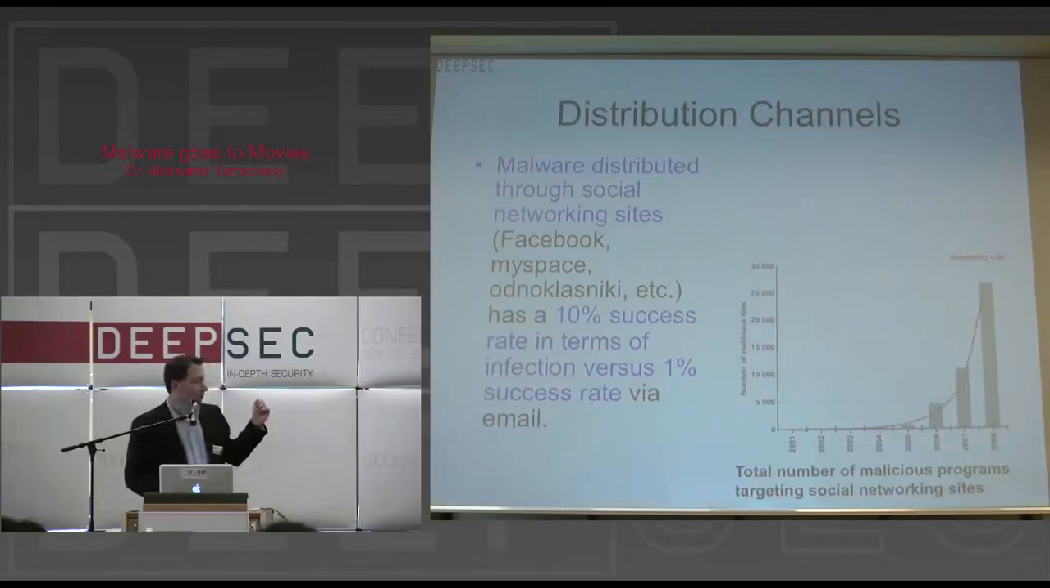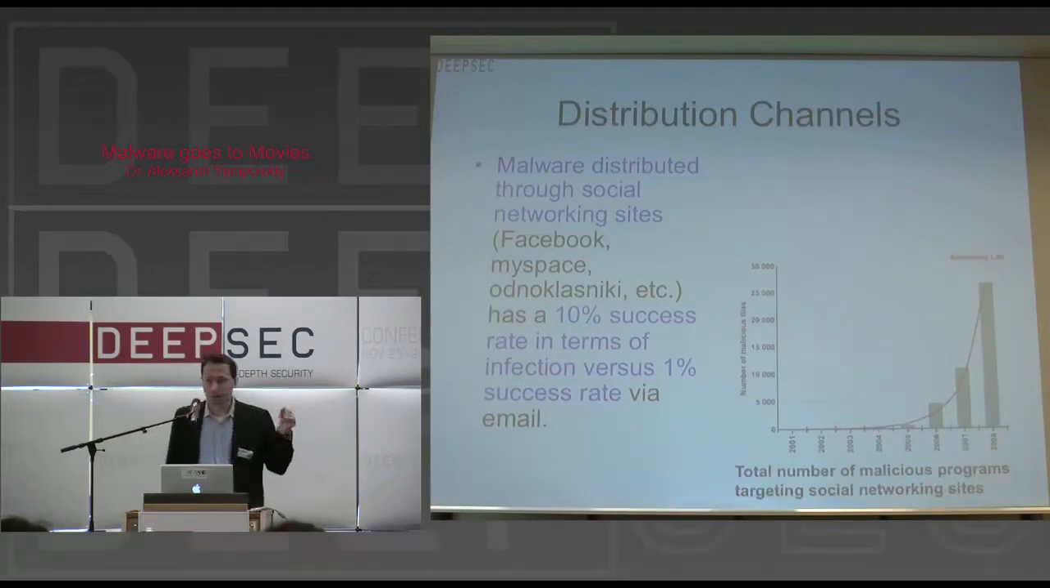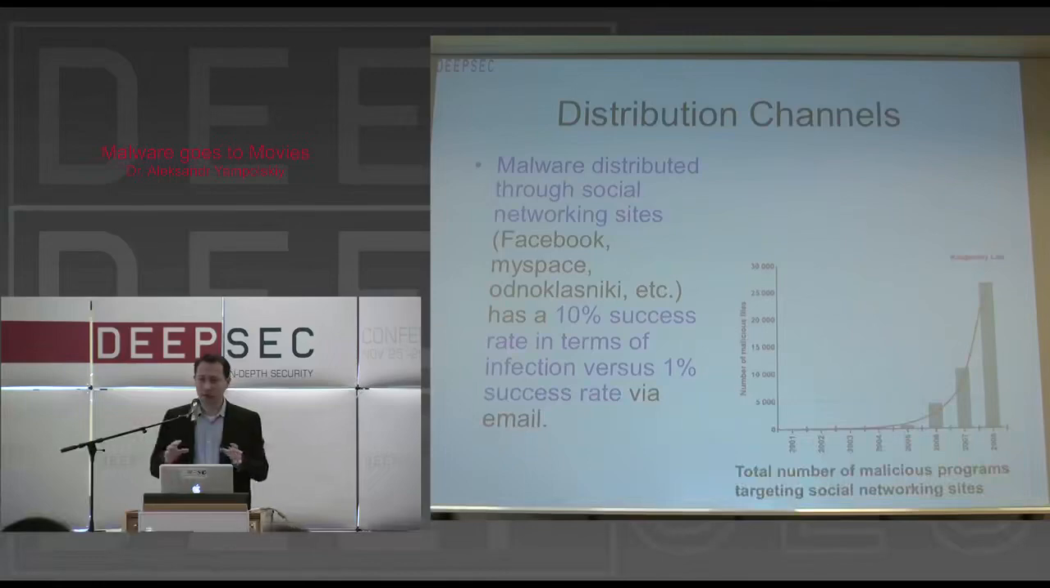A little bit of statistics. So if you look at the graph on the right-hand corner by Kaspersky, the total number of malicious programs targeting social networking sites is going up significantly. So Kaspersky ran a study, and what they did is they compared two ways of getting people to infect their computer. In one way, they sent an email with a malicious attachment to different people. Well, they didn't send it, but they studied how likely people are to click on it.